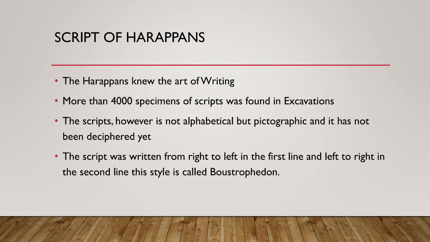Scripts of Harappa. The Harappans knew the art of writing. More than 4,000 specimens of script were found in excavations. The script, however, is not alphabetical but pictographic, and it has not been deciphered yet. The script was written from right to left in the first line and left to right in the second line. This style is called Boustrophedon.